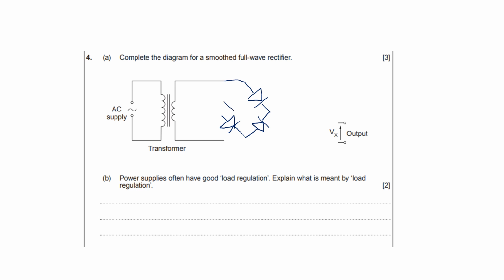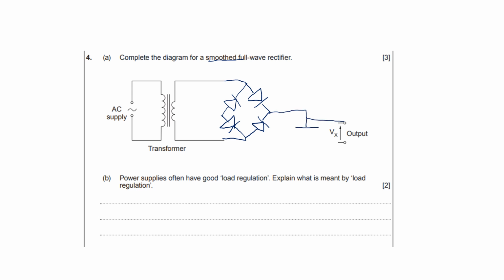Oh, sorry, two facing away from each other, which is going to be that way. Okay, so we've got two facing towards, two facing away. It does say smoothed. So by smooth, you're going to have a capacitor in there as well before going into there.